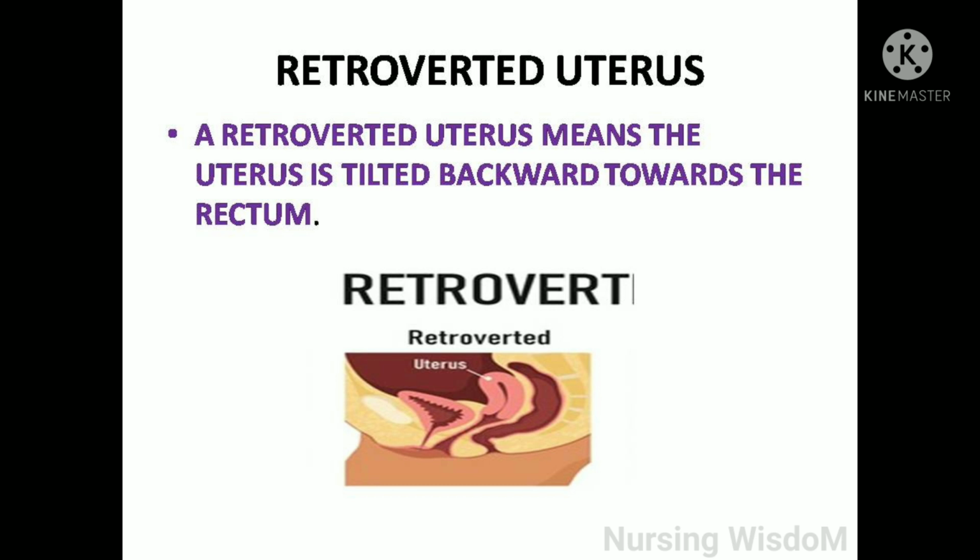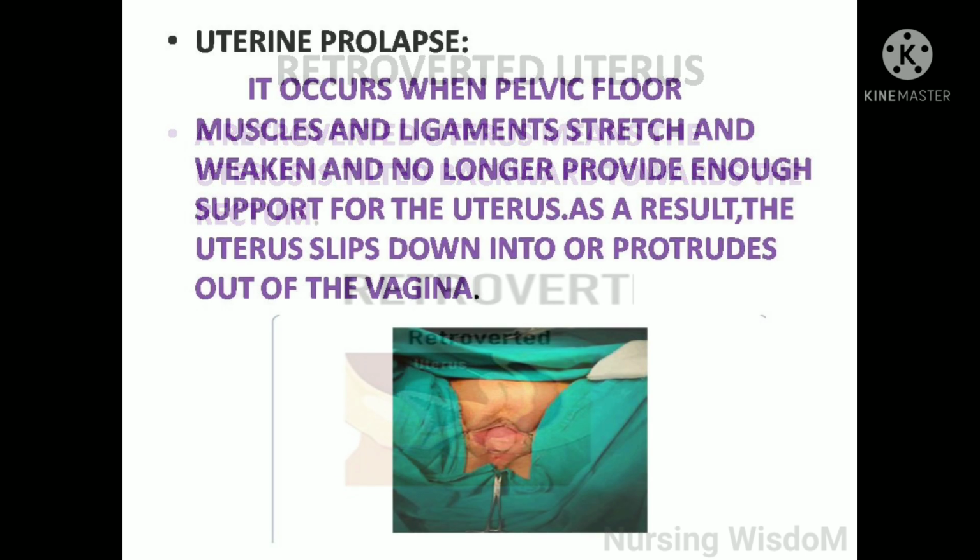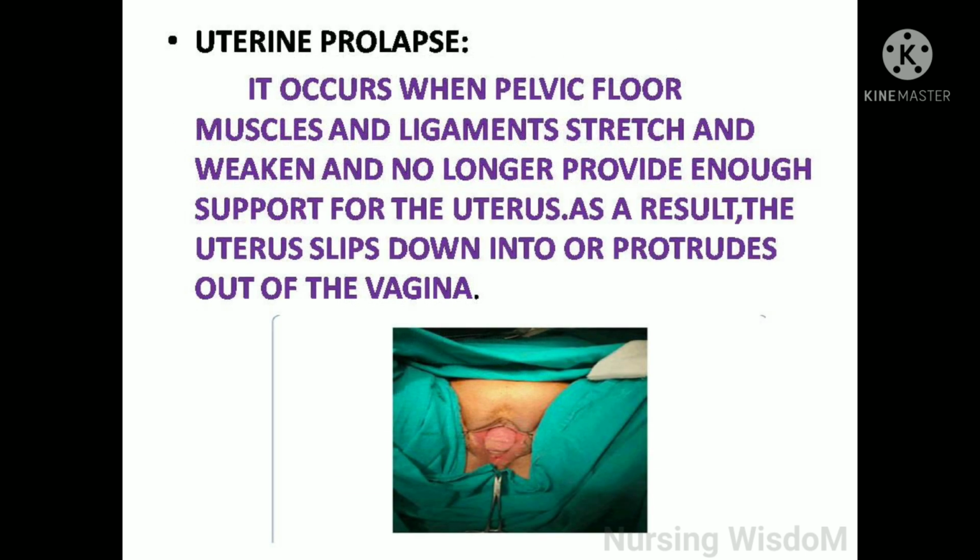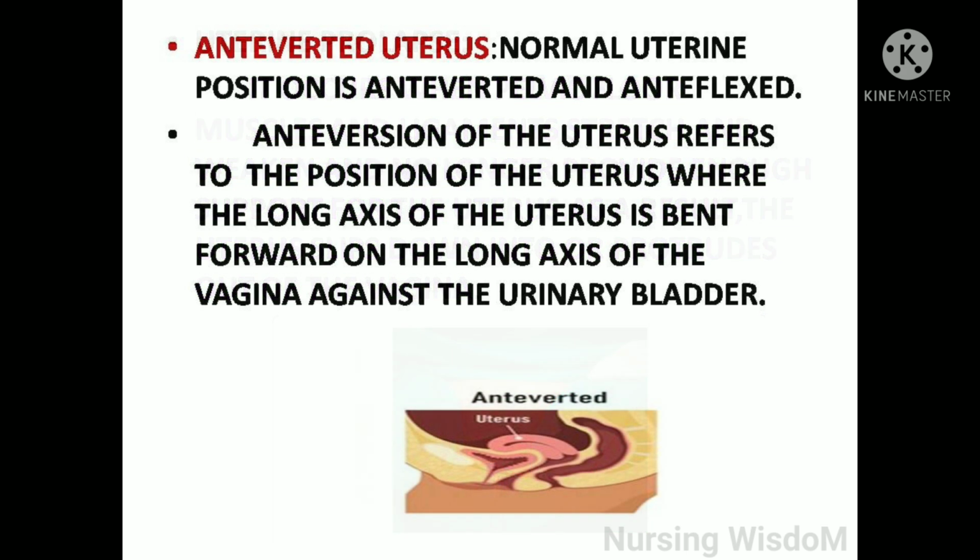Retroverted uterus. A retroverted uterus means the uterus is tilted backward towards the rectum. Uterine prolapse. It occurs when pelvic floor muscles and ligaments stretch and weaken and no longer provide enough support for the uterus. As a result, the uterus slips down into or protrudes out of the vagina.